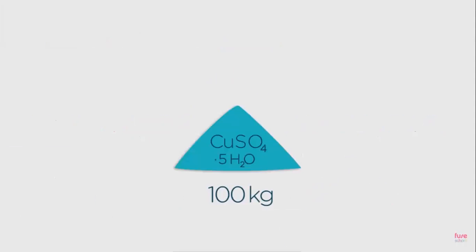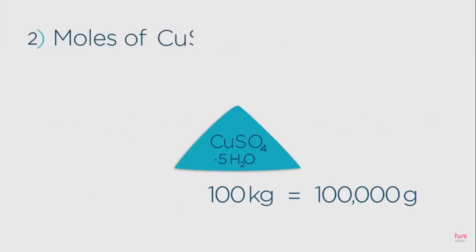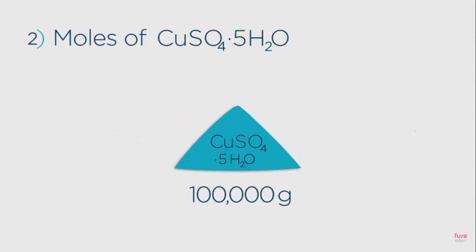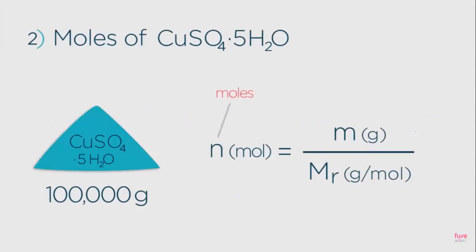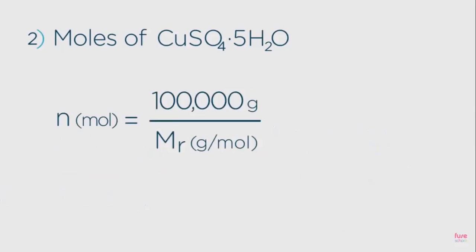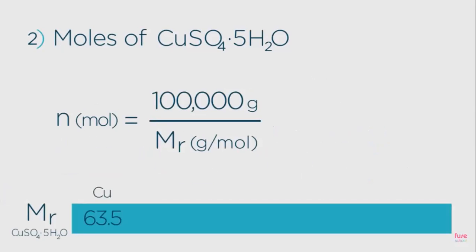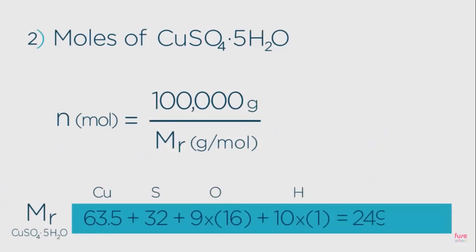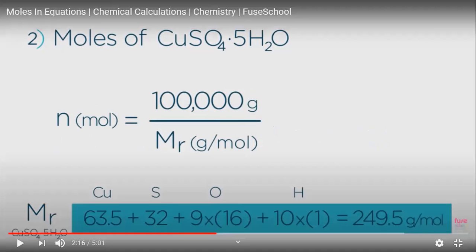100 kilograms or 100,000 grams of the copper sulfate are required. We need to know how many moles of the product this represents, and here's where the equation comes in. The number of moles needed equals the desired mass, 100,000 grams, divided by the relative molecular mass of the product we want, copper sulfate. Using your periodic table, you can work out that this is 63.5 for the copper atom, plus 32 for the sulfur, 9 times 16 for the oxygens, and 10 times 1 for the hydrogens, altogether making 249.5 grams per mole. This is the way that we can calculate molar mass.